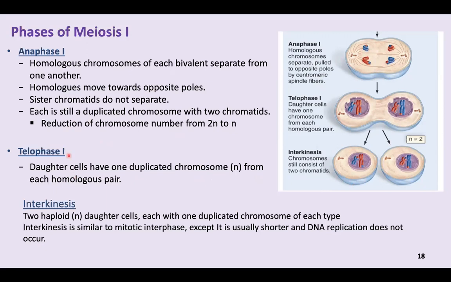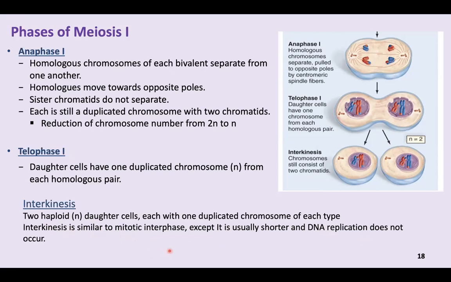You have to know the difference between mitosis and meiosis. Mitosis has no interkinesis. Interkinesis only happens between meiosis 1 and meiosis 2. So two haploid daughter cells, each with one duplicated chromosome of each type, are in interkinesis, and interkinesis is similar to the mitotic interphase, but it is shorter. It's just a short while, like a resting phase, and DNA replication does not occur.